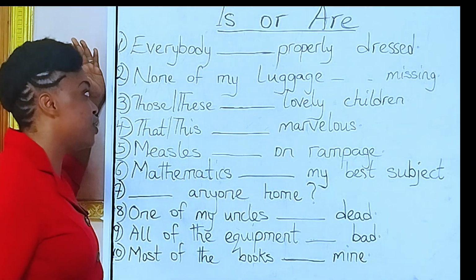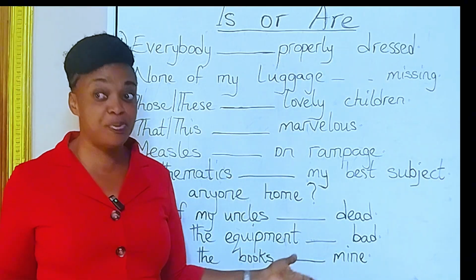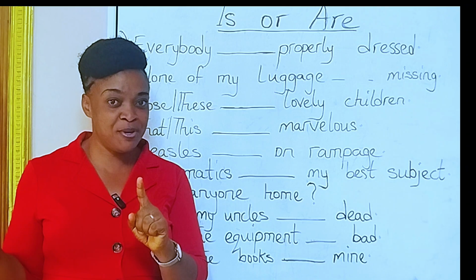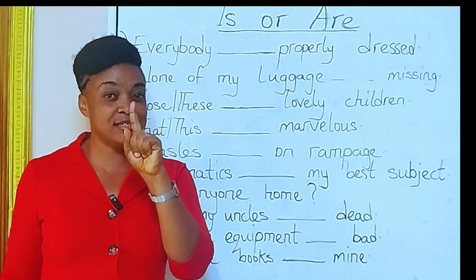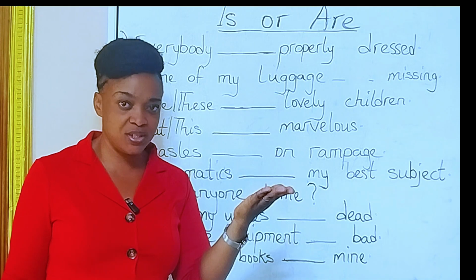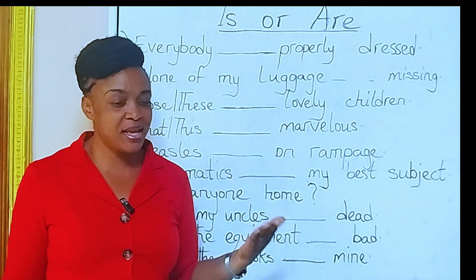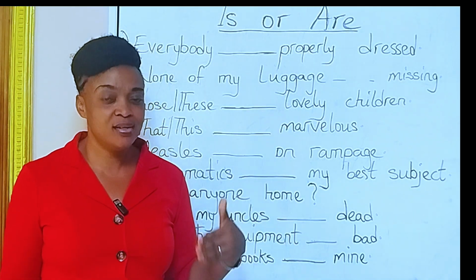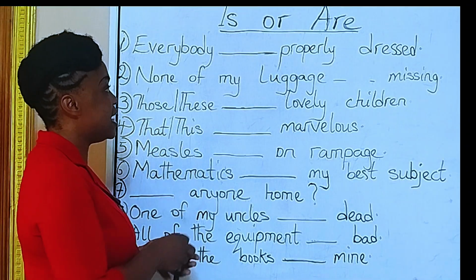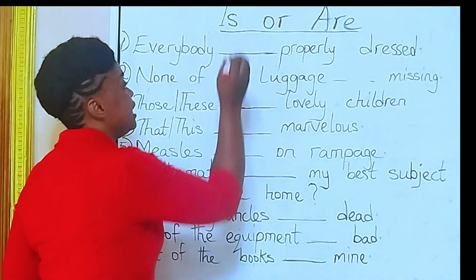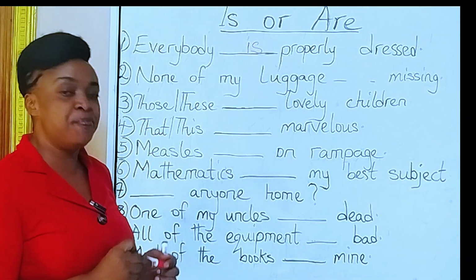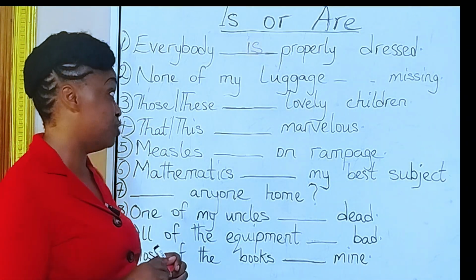Do we say everybody are properly dressed despite addressing a crowd? Everybody is seen as a single entity. You don't see it as more than one. And it could be everybody, anyone, someone, somebody. So here we say everybody is, and not are. Everybody is properly dressed.